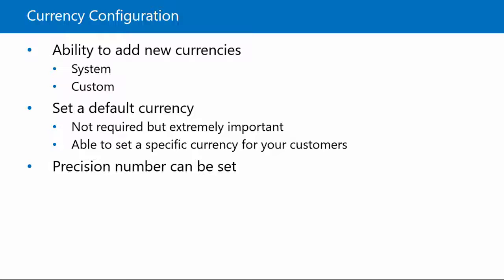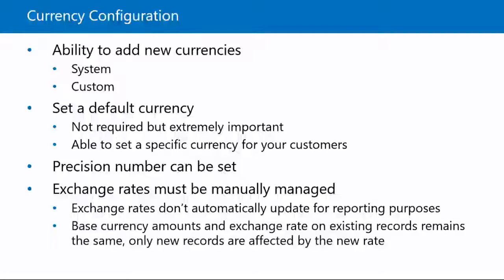The other thing to note about currency configuration is that you can identify the level of precision that applies to a specific currency. Again, for example, I can specify to have the currency precision of 2 decimal places so that dollar values would reflect $12.50 instead of just $12. And finally, when configuring currency within the system, it's important to understand that currency rates are not automatically managed, meaning exchange rates must be manually managed.